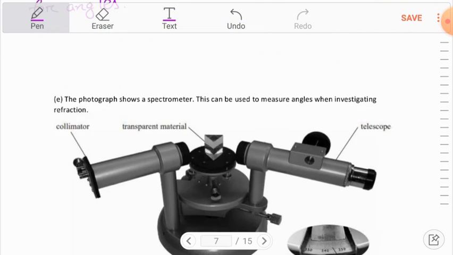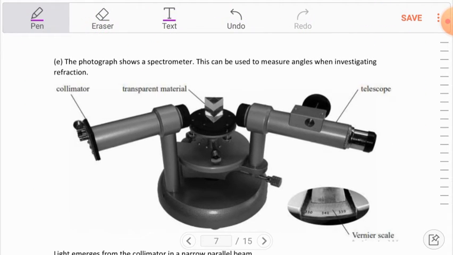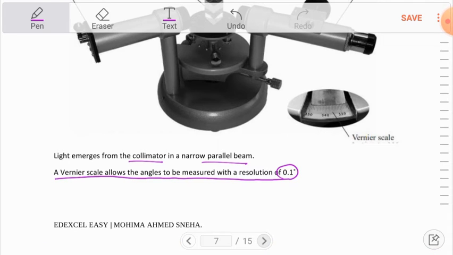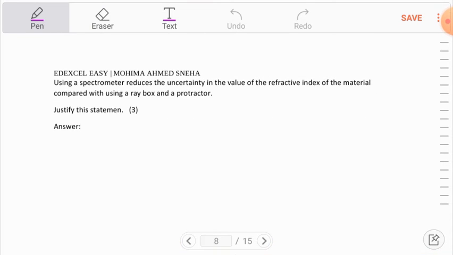Moving to part 2E. The photograph shows a spectrometer. This can be used to measure angles when investigating refraction. Light emerges from the collimator in a narrow parallel beam. A vernier scale allows the angles to be measured within a resolution of 0.1 degree. So the question of part E is basically: using a spectrometer reduces the uncertainty in the value of the refractive index of the material compared to using a ray box and a protractor.